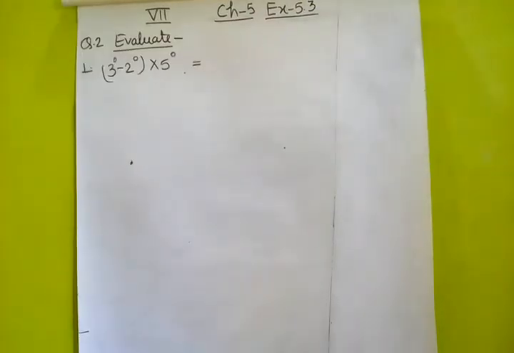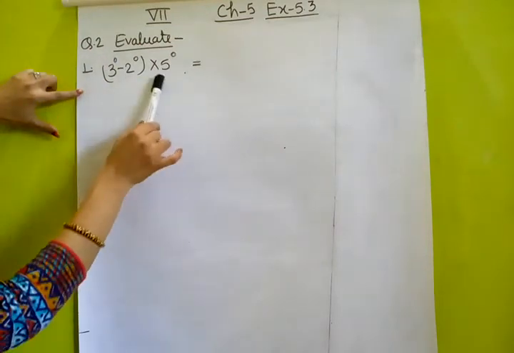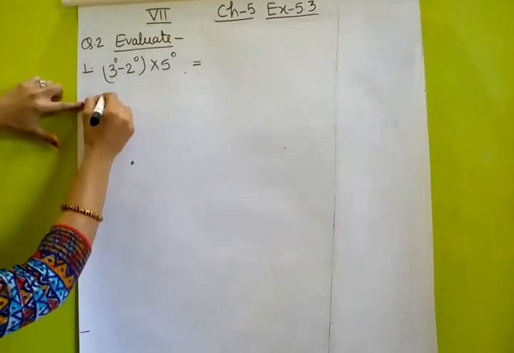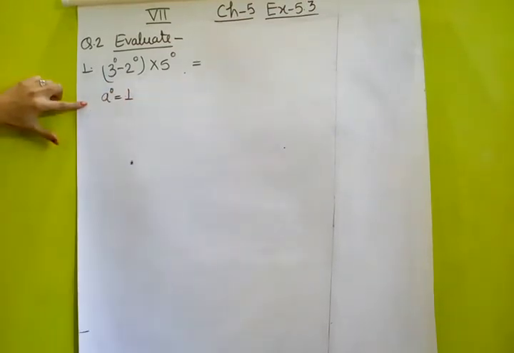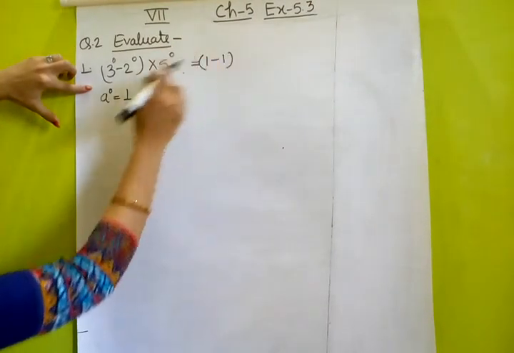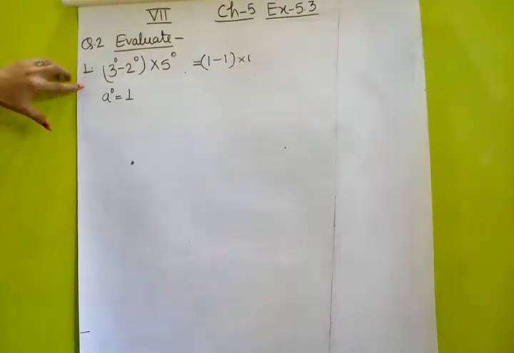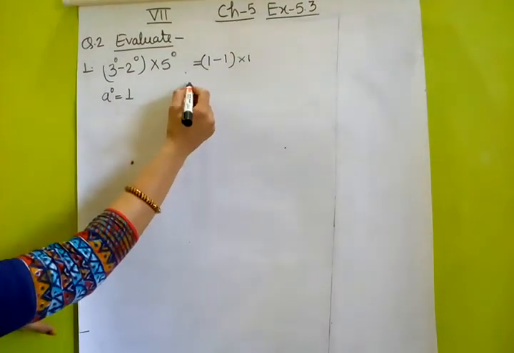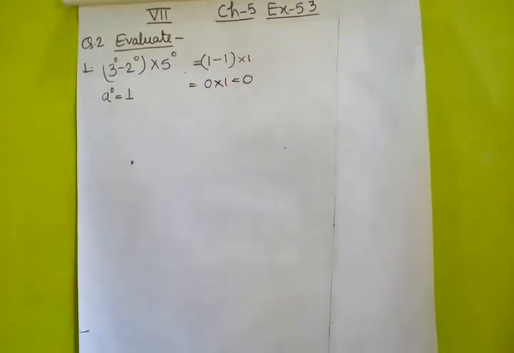Students, now question number 2 is evaluate. Evaluate means you have to find the value. 3 power 0 minus 2 power 0 multiply 5 power 0. Students, you know the law number 4, a power 0 is equals to 1. So here 3 power 0 will be 1, 2 power 0 will also be 1, and 5 power 0 will also be 1. Now students, 1 minus 1, it will be 0, multiply 1, it will be 0. So your answer will be 0. Now second part.